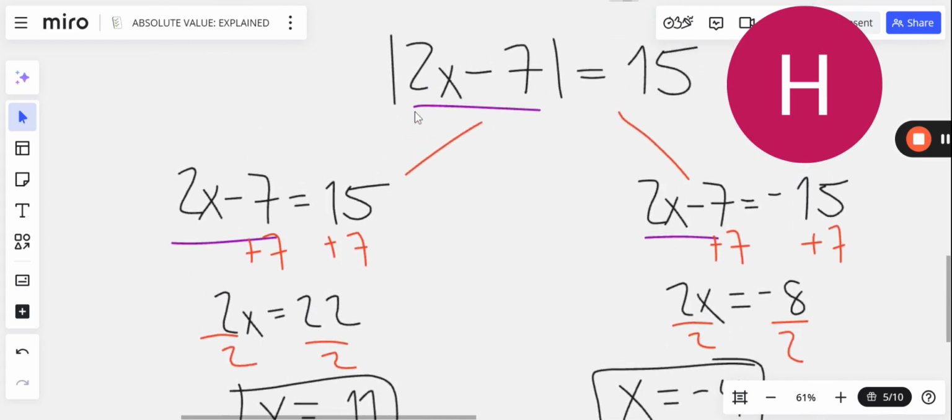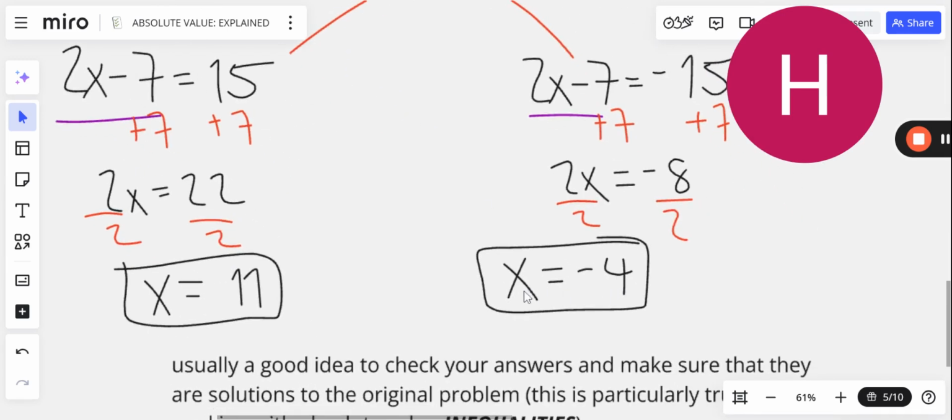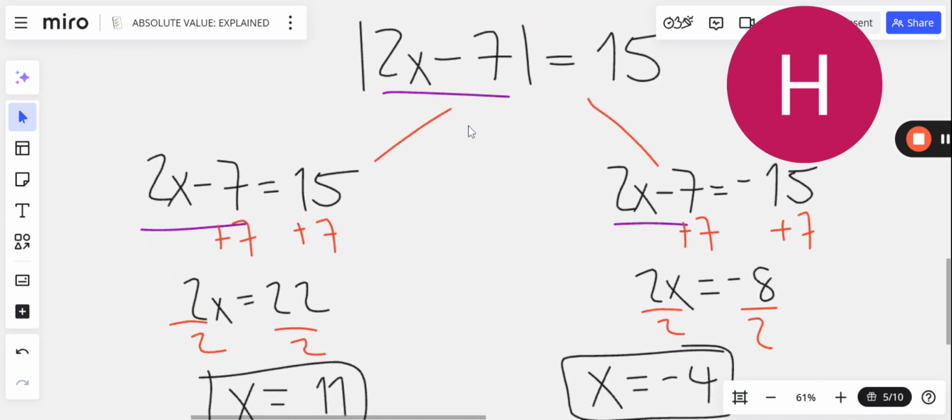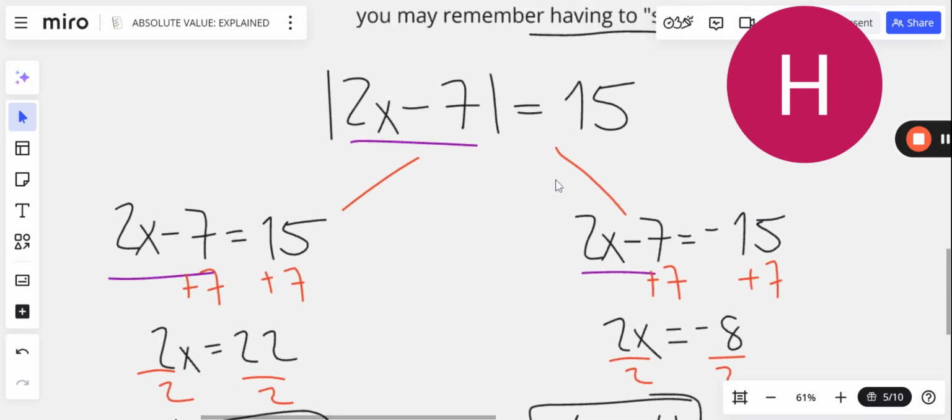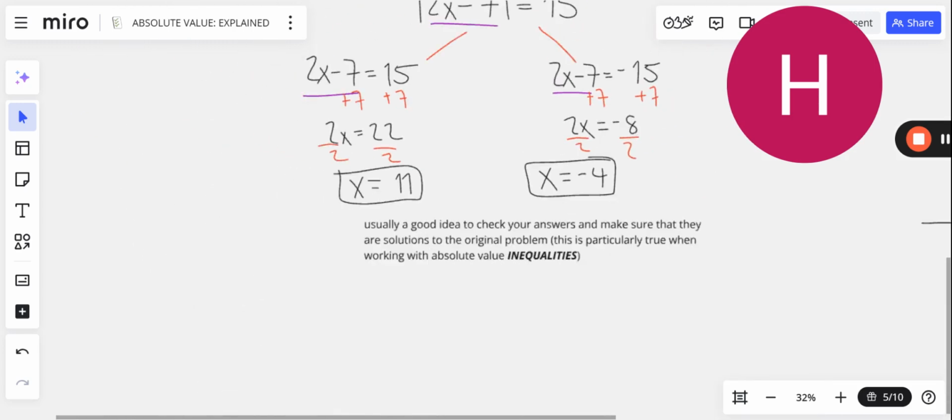Plug in 11, go ahead and do that. You should get 15, and the absolute value of 15 is just 15. And then go ahead and plug in negative 4 as your x value, and you'll get negative 15 inside, but once you take the absolute value, you end up getting a positive 15. So those are your two solutions.